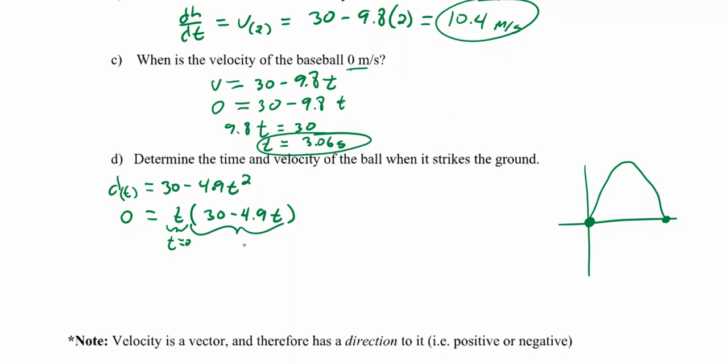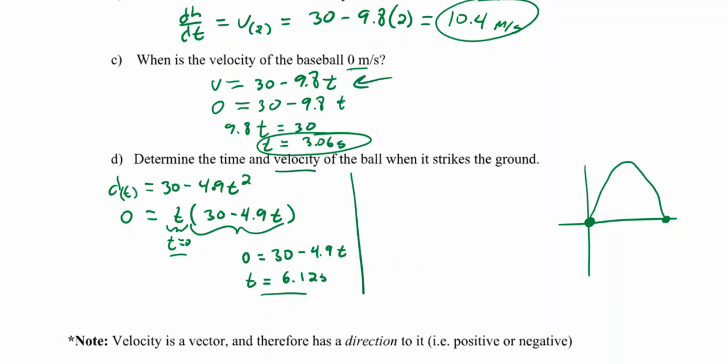So I'll make my own little equation here. We'll say 0 is equal to 30 minus 4.9t, and then solving for t there, I think you guys can do that, 6.12 seconds. Okay, so those are my 2 times, right? Now that we have those 2 times, if we want to figure out the velocity, we just throw those times into our new velocity formula.